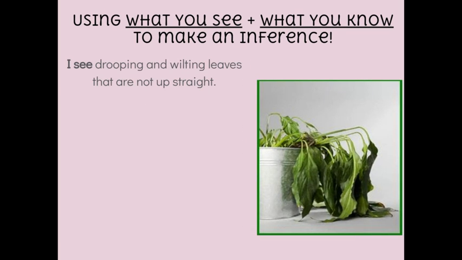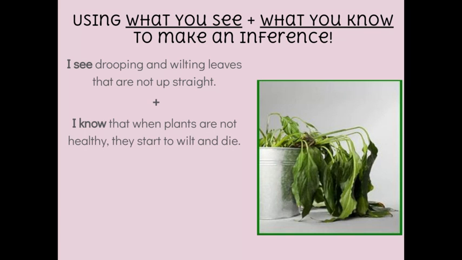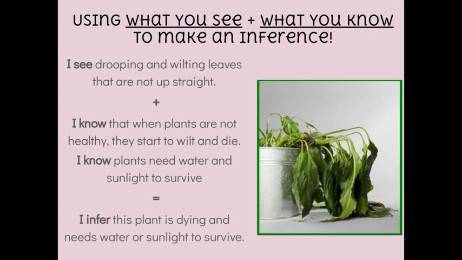I see drooping and wilting leaves that are not up straight. And I know that when plants are not healthy, they start to wilt and die. I also know plants need water and sunlight to survive. So I can infer this plant is dying and needs water or sunlight to survive.